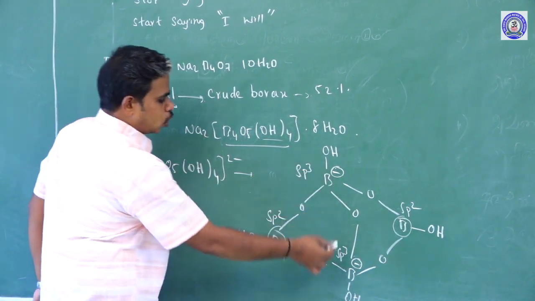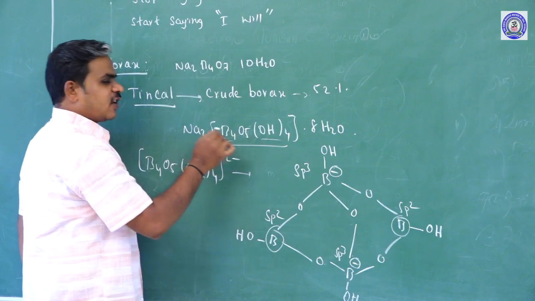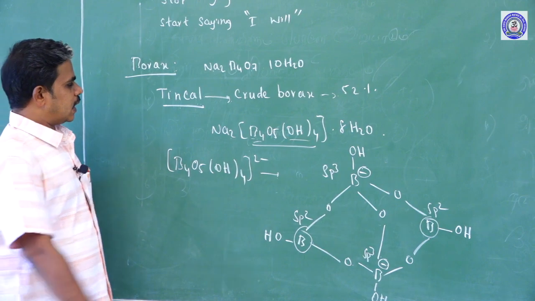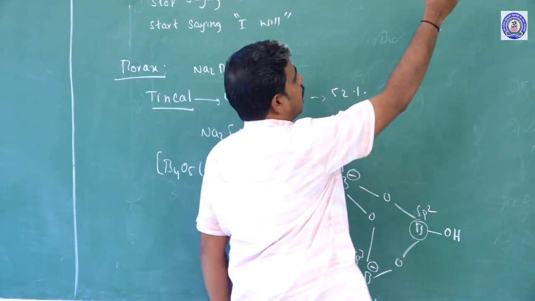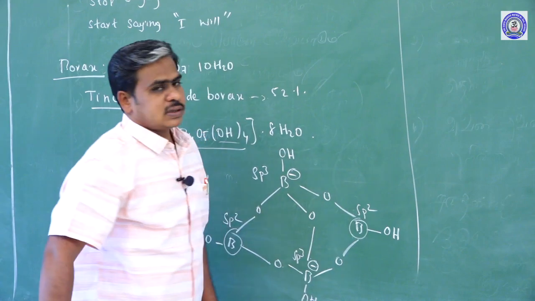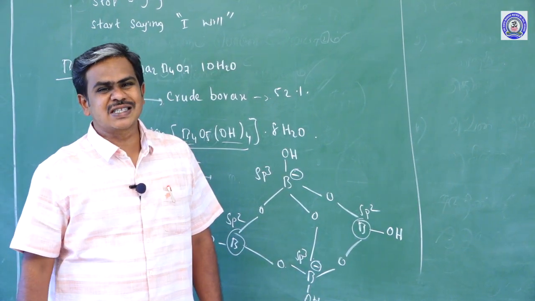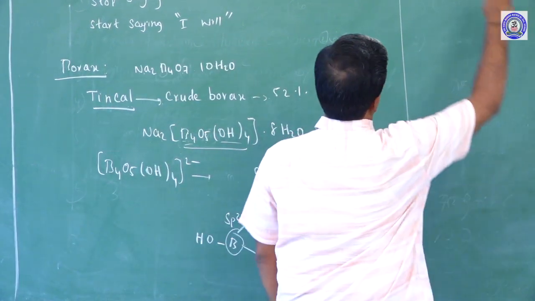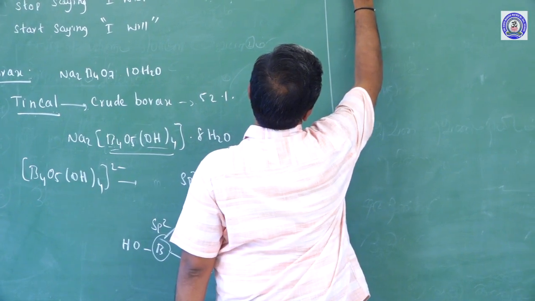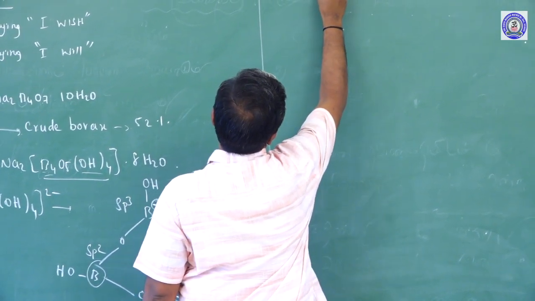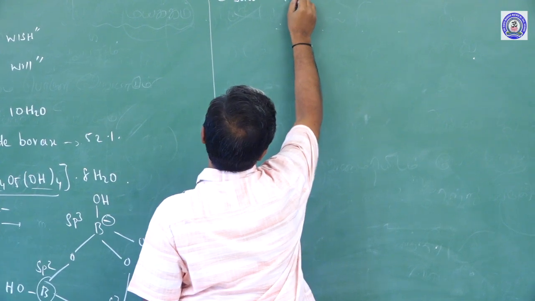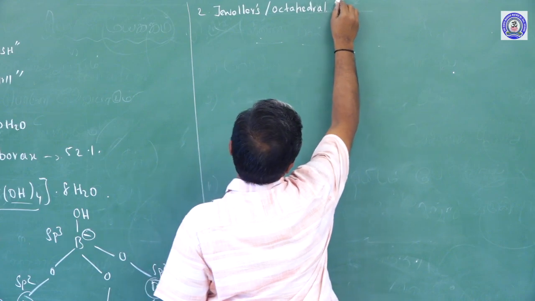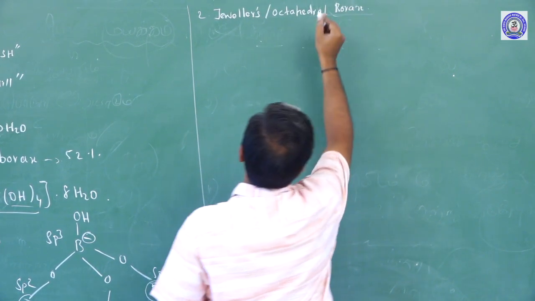Then there are 2 types of hybridization in the case of B4, and it is normal borax. And another form is known as Jeweller's borax. Jeweller's borax is called octahedral borax. And what is the formula?